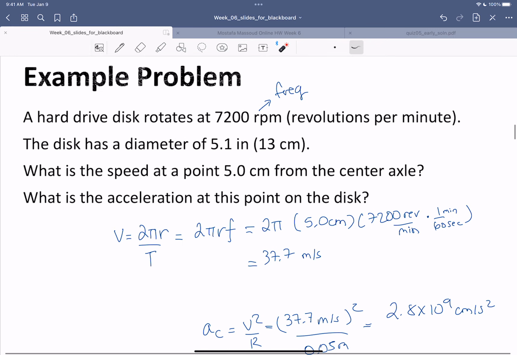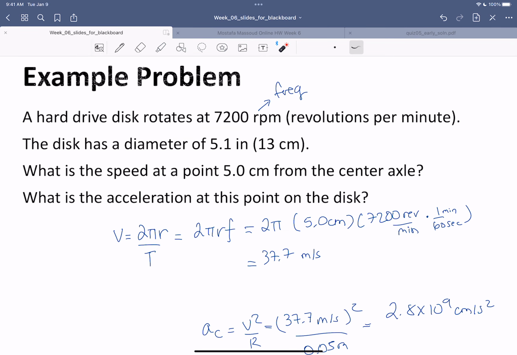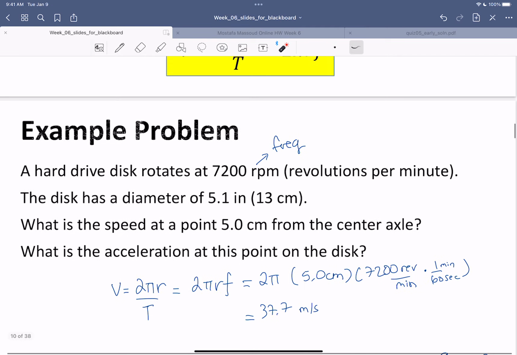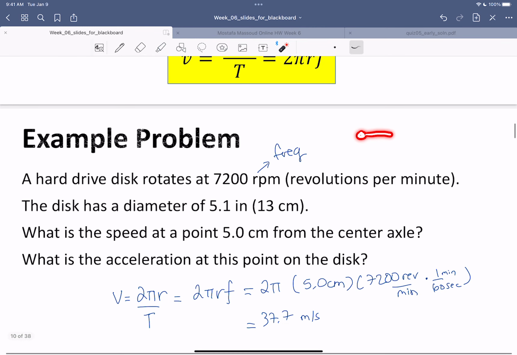So if we have a hard drive disk rotating at 7,200 revolutions per minute, and the disk has a diameter of 5.1, they're asking us what is the speed at 0.5 centimeters from the center axle. Well, the center axle is here, 5 centimeters from it, we can think about that as our radius. So the diameter here is totally irrelevant, because you might think if we divide it by 2, that gets us our radius, right?